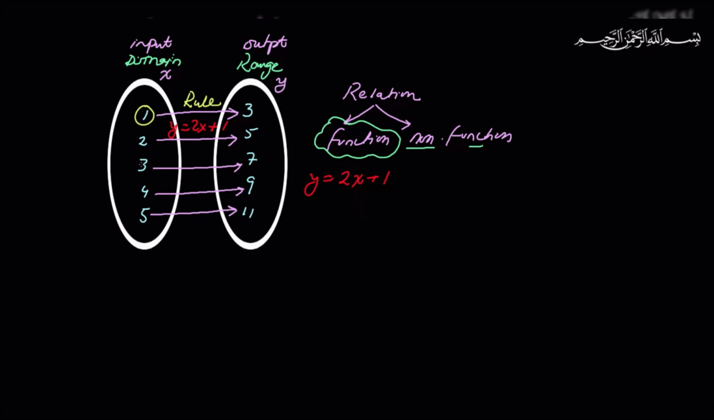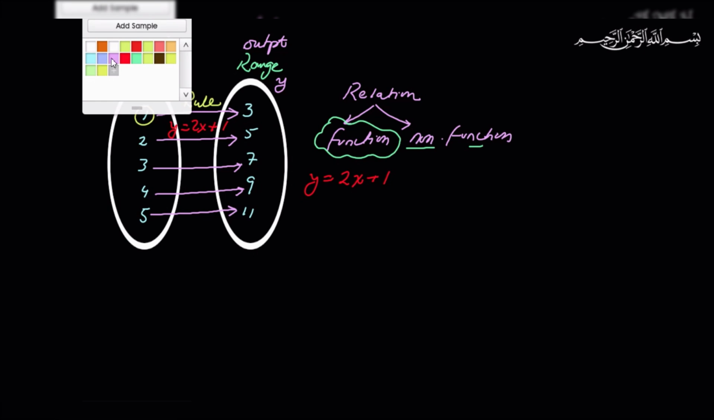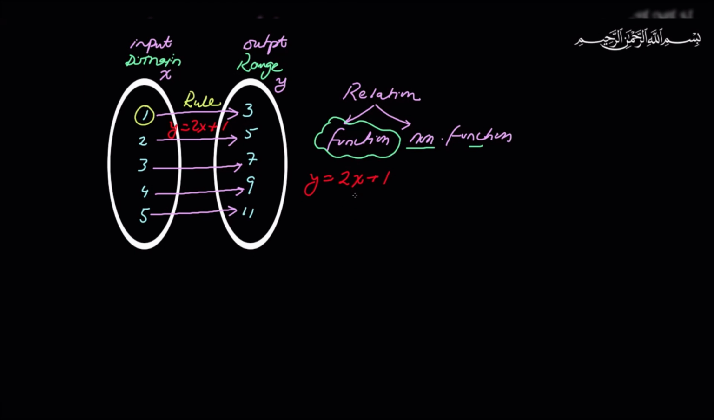So I take x, that's 3 times 2 is 6 plus 1. So that is the rule that converts every input to an output. Let me reiterate this only because this is so important.